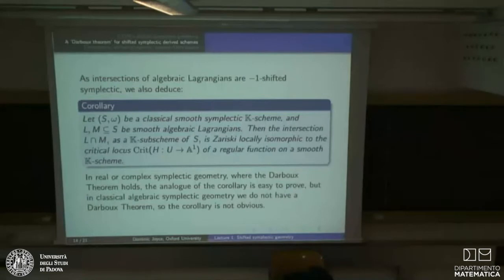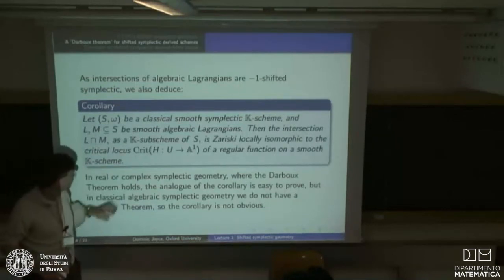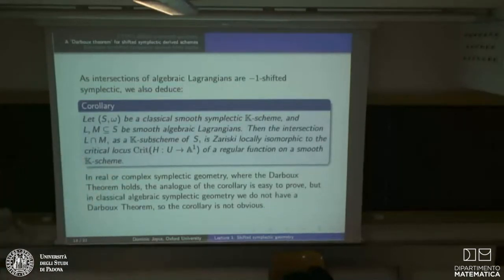Now, if we knew the Darboux theorem in algebraic geometry, which we don't because it's false, this would be easy, because we could say, well, S looks locally like the cotangent bundle of L, and then M in that cotangent bundle will be the graph of a closed one-form or an exact one-form, and so M would be the graph of dH for some function H, and then L intersect M would be the critical locus of H. So if we had a Darboux theorem or a Lagrangian neighborhood theorem, we could prove this corollary easily, but in classical algebraic symplectic geometry, we don't have such a Darboux theorem, so this is not obvious. I guess you could probably prove this anyway, without resorting to derived algebraic geometry.